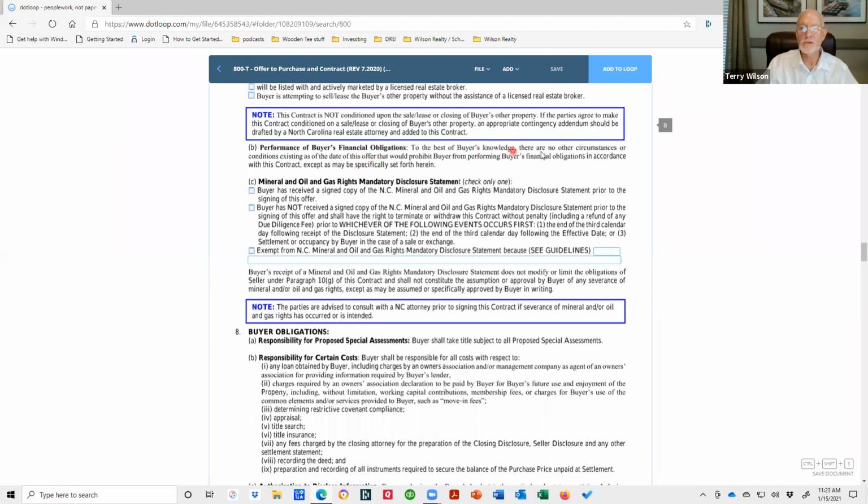To the best of the buyer's knowledge, there are no other circumstances or conditions existing as of the date of this offer that would permit or prohibit the buyer from performing the buyer's financial obligations.